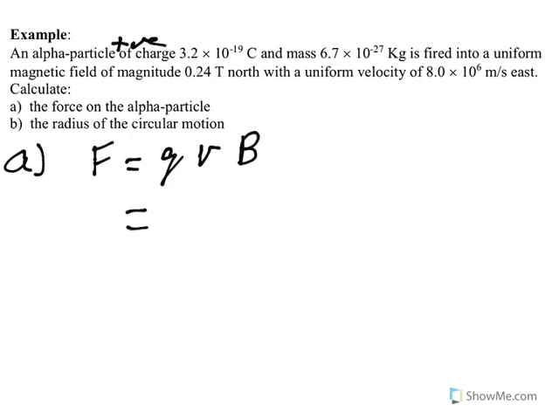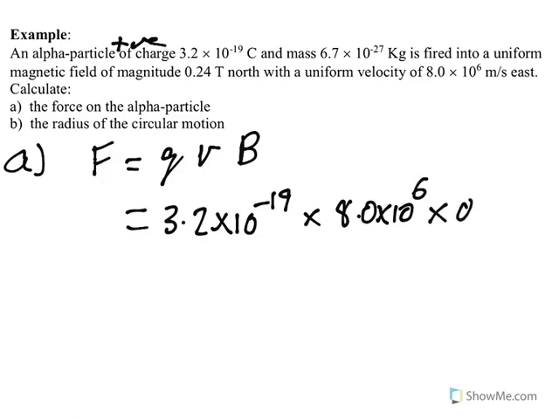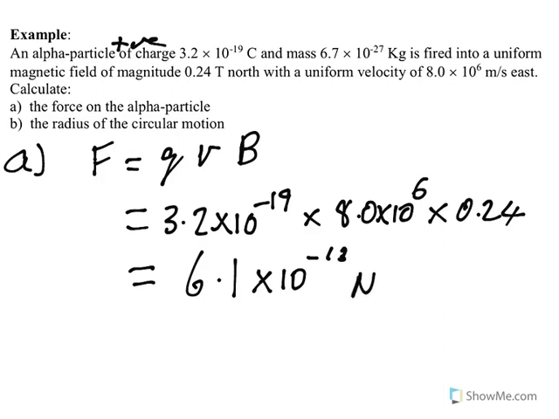QVB. So Q is the charge on our alpha particle, which is 3.2 by 10 to the minus 19, times the velocity, which is 8.0 by 10 to the 6, times the field, which is 0.24 Tesla. And you stick all that in your calculator, and you get 6.1 by 10 to the minus 13 Newton. Alright.